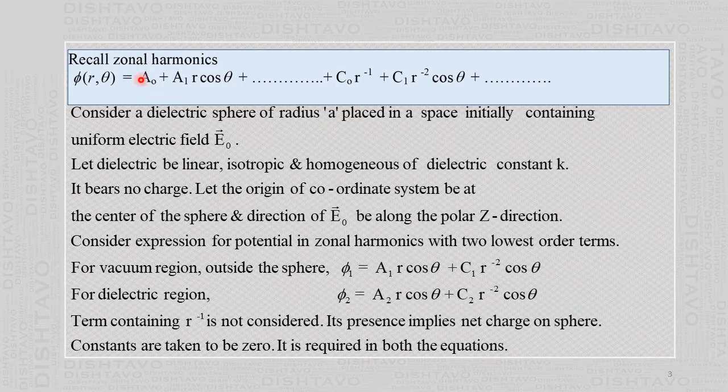Then this constant A0 is taken as 0 because it is required in both the equations, because at a boundary it should have the same value. So that's why this A0 is taken to be 0.